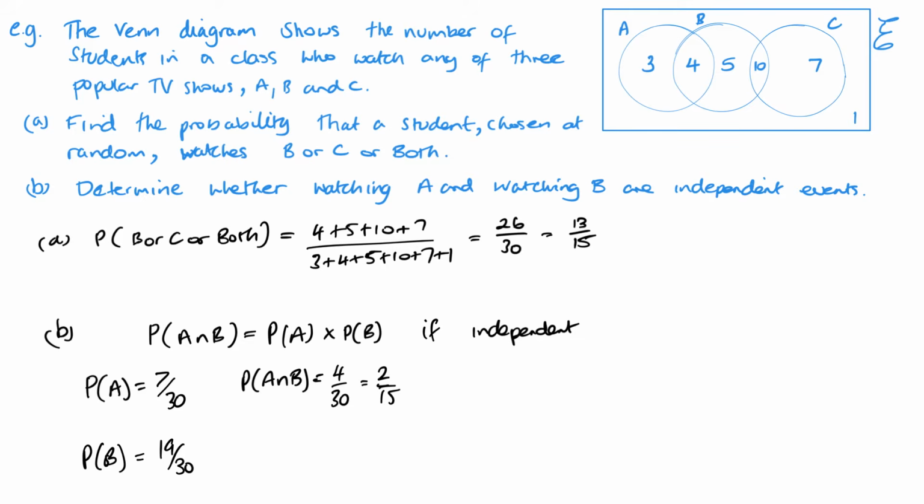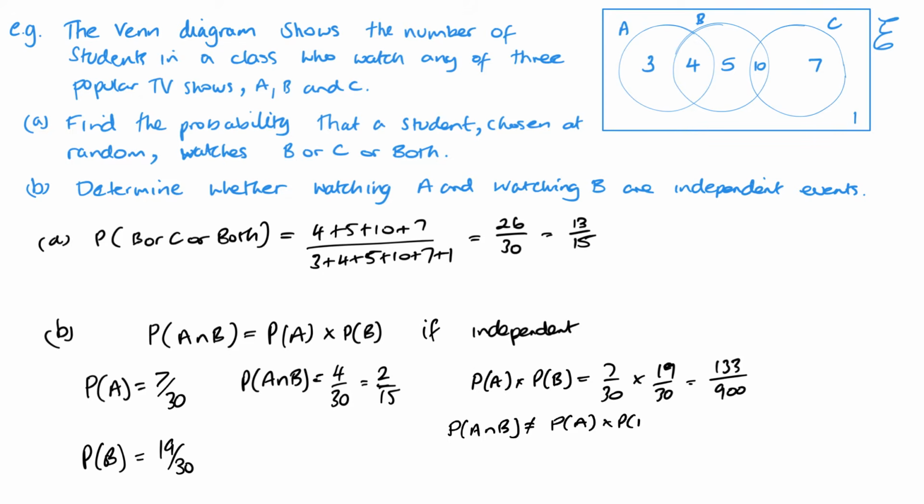Now let's go and work out our values in terms of A times B. So probability of A times probability of B is 7 over 30 times 19 over 30. So over 900, and that gives me 133 over 900, which doesn't simplify. And since it doesn't simplify to give me this, they are not independent. So we can say the probability of A intersection B does not equal the probability of A times the probability of B.